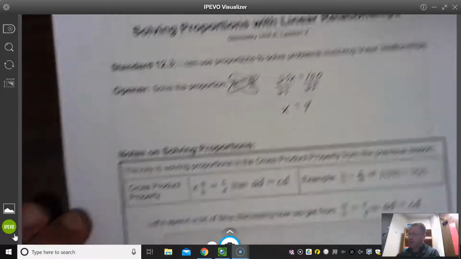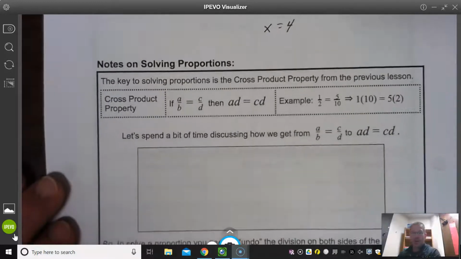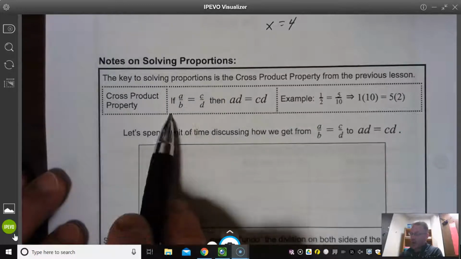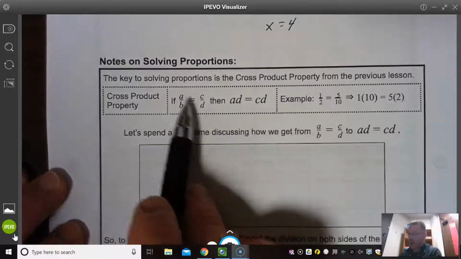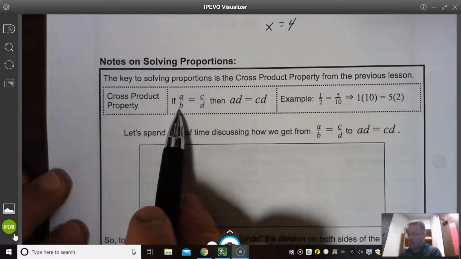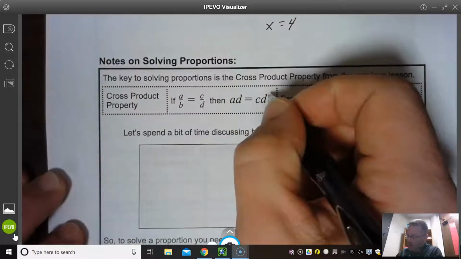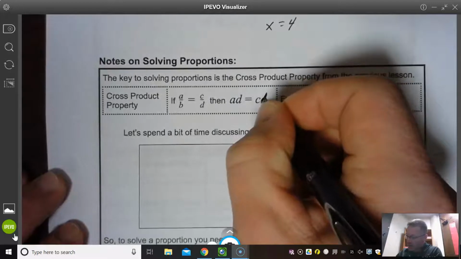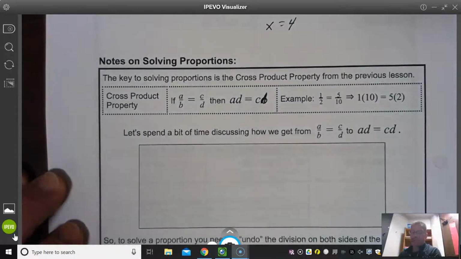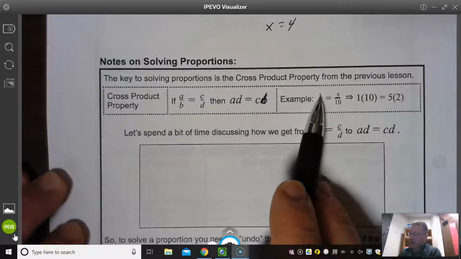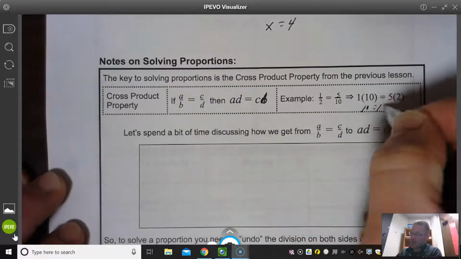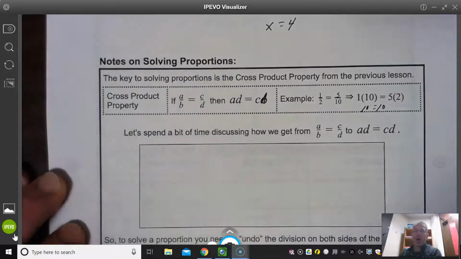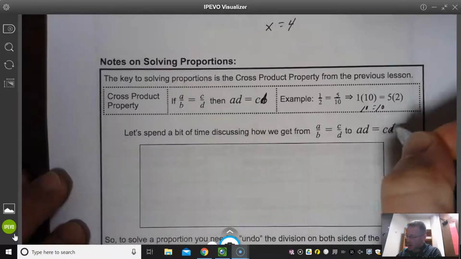All right, so now if we come down and look at our cross product property. All right, so this is what we talked about in our last lesson, right? So a times d would equal c times b. Oh, that's a typo. That should be a c times b right there. All right, so I'm going to make that change. And so you can see that here we have 1 times 10 equals 2 times 5, and that would be 10 equals 10. Now, let's talk about why that is, right? Like, how do we get to that? All right, and this is c times b here.